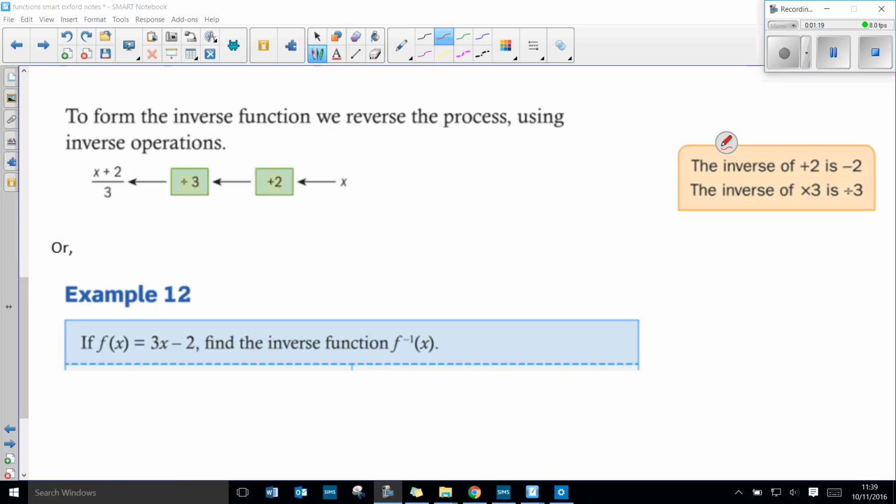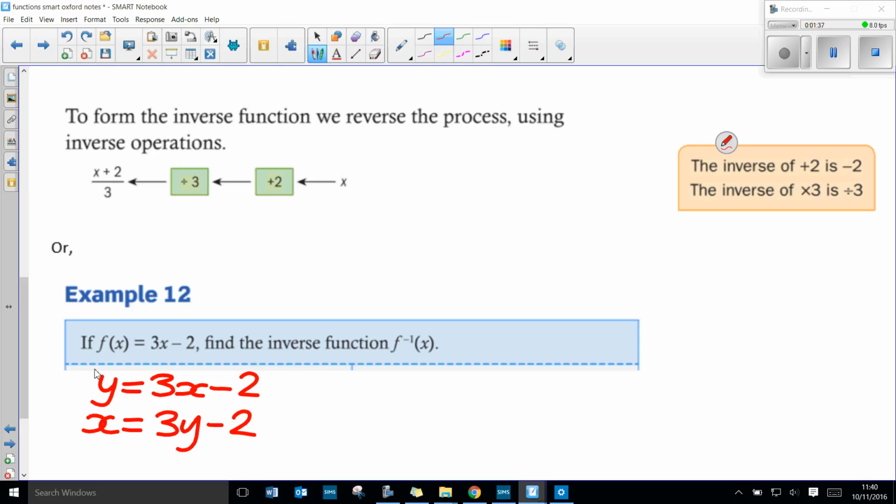So if we have to find the inverse of this function, we would replace f(x) with y. So we'd have y equals 3x minus 2, and then you switch the y and x values, so you would have x equals 3y minus 2. Then you make y the subject.